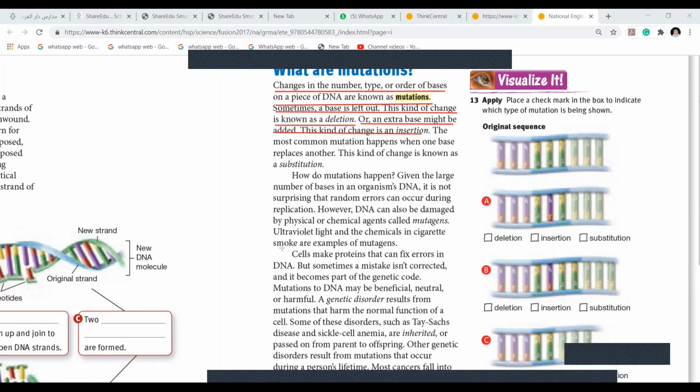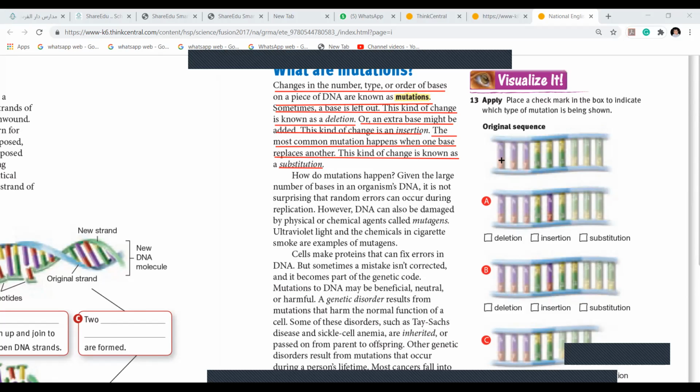The most common mutation happens when one base replaces another. This kind of change is known as substitution. So again, if one is left out, it's deletion. Added extra, insertion. One replaces another, it's called substitution, okay?